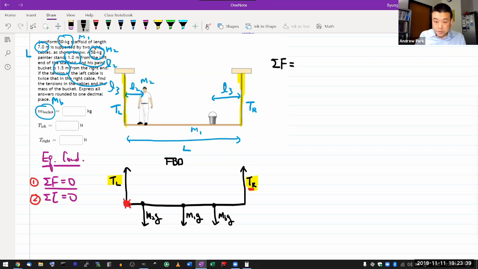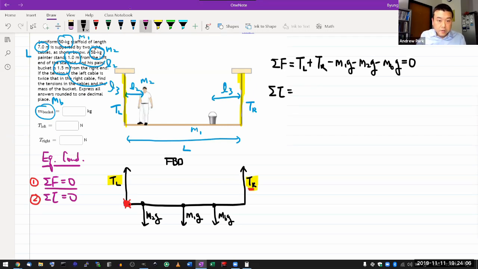The upward forces first, TL plus TR, and then the downward forces, minus M1G, minus M2G, minus MBG. And because it's a static equilibrium, all of this should add up to 0. Let's write down the net torque. That's gonna take a bit of space.